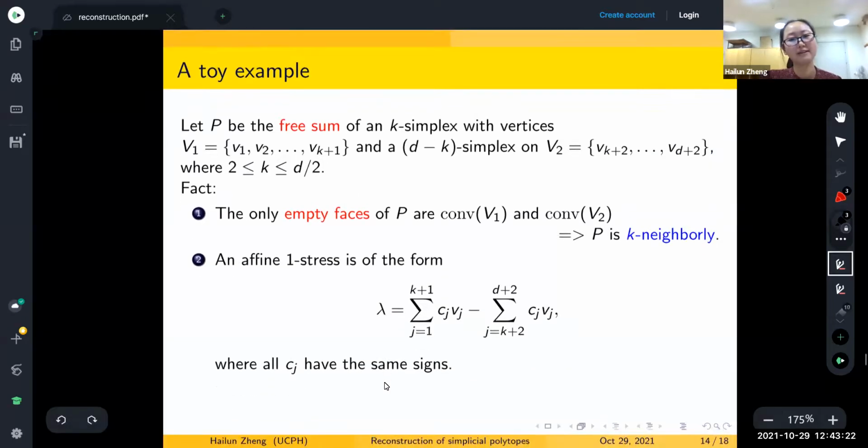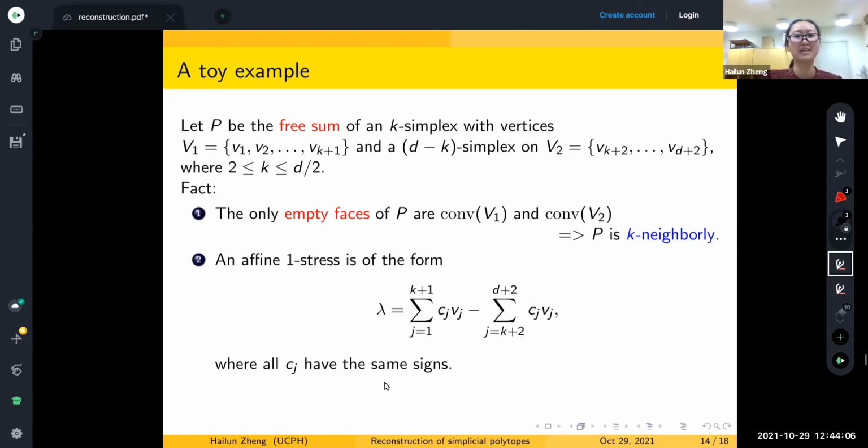And the second fact is that we always know how to find affine stresses. Remember that affine stresses are just affine dependencies among the vertices, right? And now I have exactly d plus 2 vertices, so there's basically one affine dependency. And here, the nice thing is that you could just split the vertices into 2 sets given by V1 and V2. And you know the signs, right? There's only one possibility. So for all these c_i, on the vertices in V1 the signs are positive, and for the vertices in the other set, they have to be negative. Okay, so this is a very easy observation.